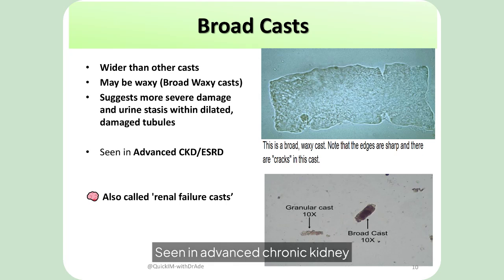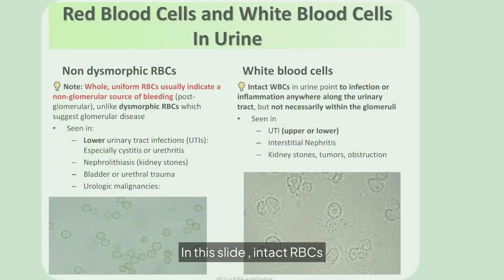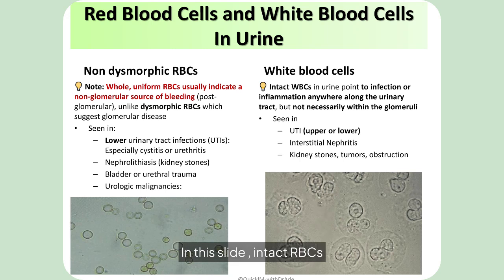Seen in advanced chronic kidney disease or end-stage renal disease, they are also known as renal failure casts. This slide provides a visual summary of the types of urinary casts, their key features, and associated pathologies. It serves as a quick reference tool for learners to review cast disease correlations, supporting both exam preparation and bedside recognition.